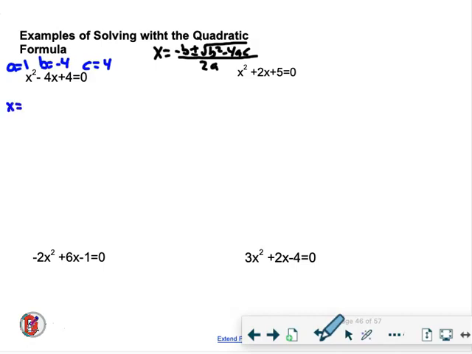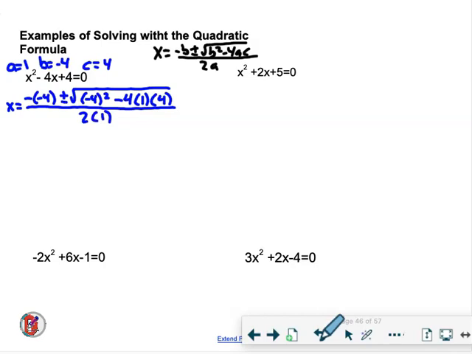We have x is equal to negative b, but b is -4, plus or minus the square root of b squared, which is (-4) squared. Notice how I'm using parentheses every time I replace something. Minus 4 times a, which is 1, times c, which is +4. All of this, including the -b part out front, is over 2 times a, which is 1.